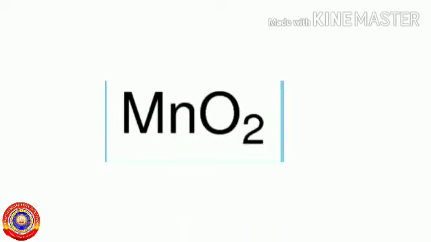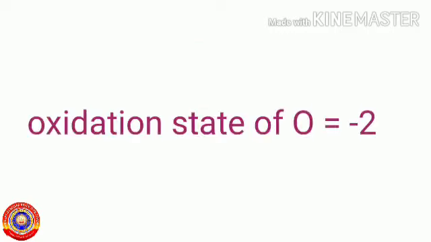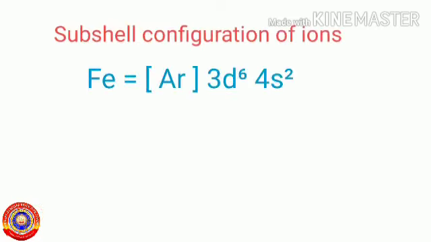Similarly, for MnO2, here Mn is considered as unknown element. So give the number x and the oxidation state of oxygen is -2. By applying the rule of oxidation state, we get x is equal to +4. Is that clear? Now you got the oxidation number of Fe and Mn, right? Now, how will you write the configuration of these ions? Look at this example. The configuration of Fe is argon 3d6 4s2.